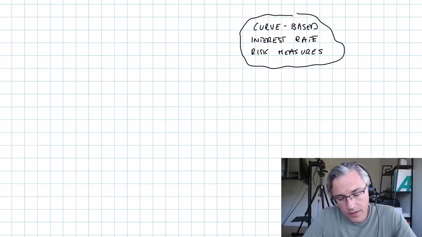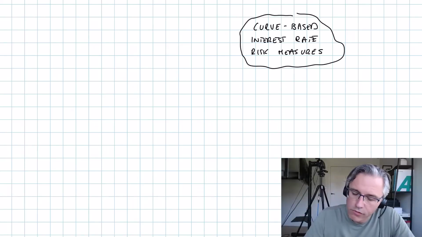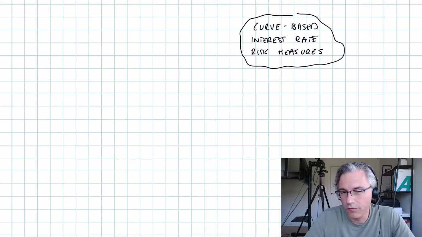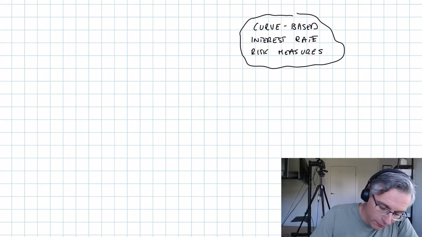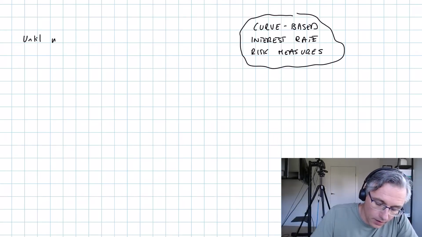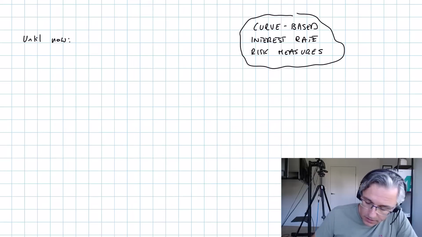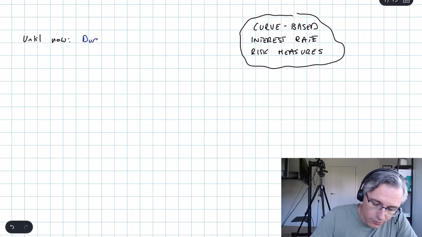Okay, in this video we're going to take a somewhat different approach to the measurement of duration and convexity. We'll be focusing on something called effective duration and effective convexity, which are curve-based measures. Until now, we've obviously been computing both duration and convexity.